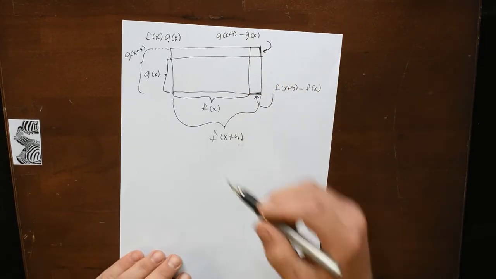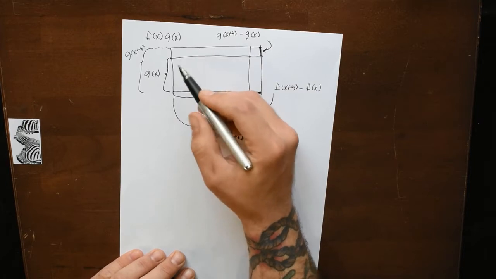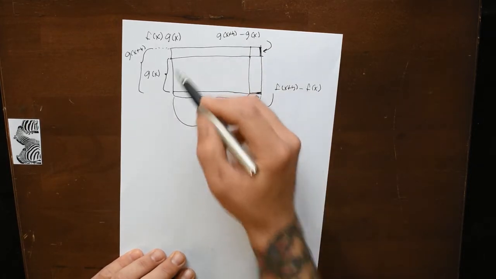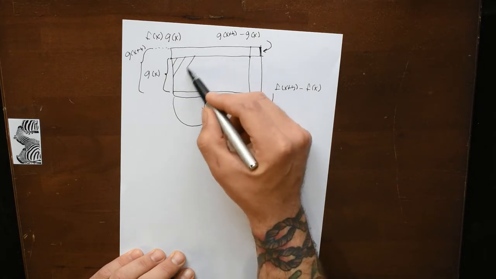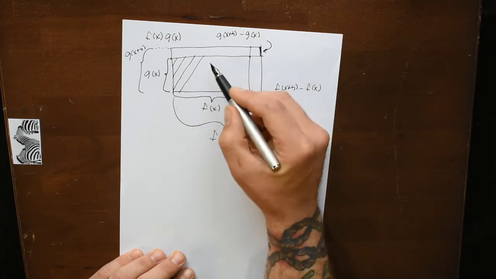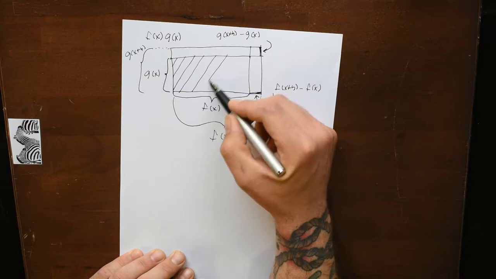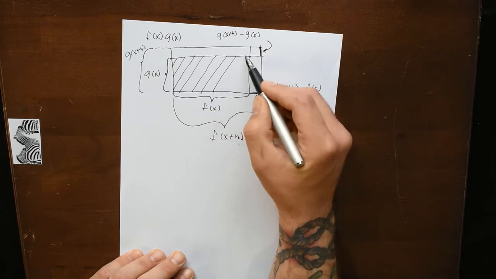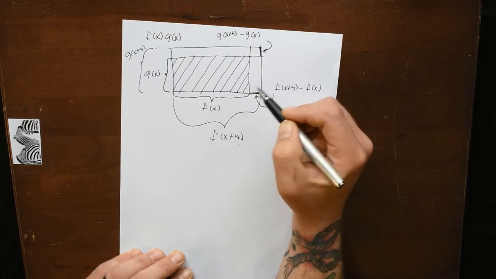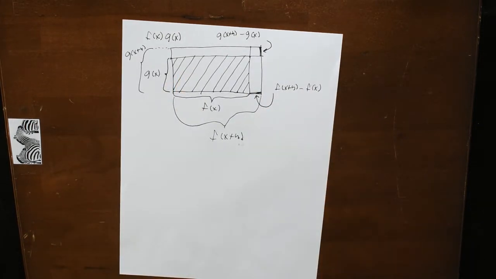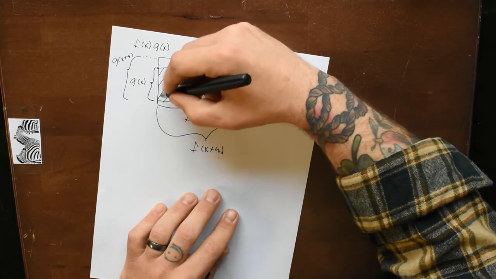So what we are interested in is how much this area is changing. The area of this region changes as we let the value of x vary a small amount, or as we go from this shaded region to this shaded region.